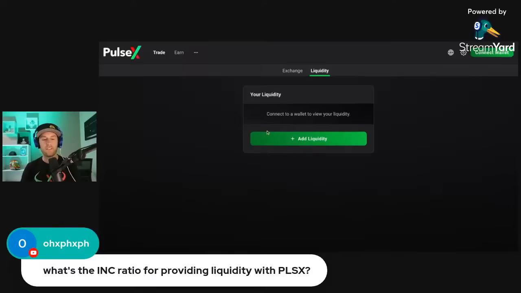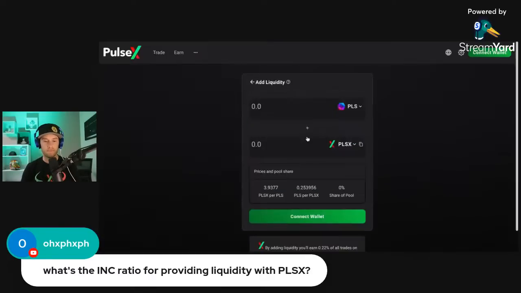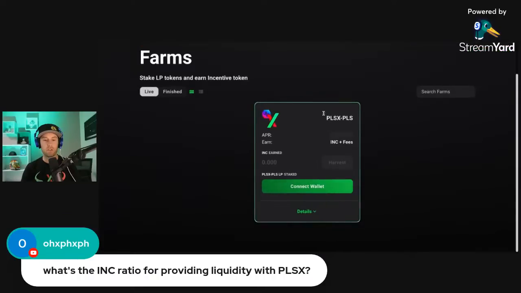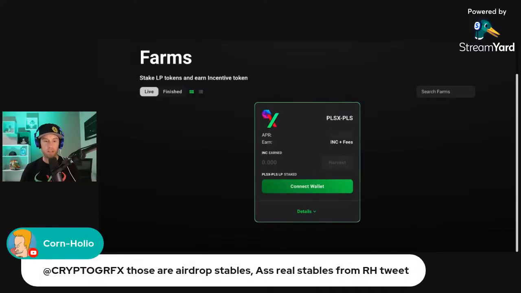So if you're going to add liquidity, you come in here, add your 2 tokens, and after you get your PLP tokens, you come into the farms and place them into this pool to earn incentive tokens. Oh my God, where am I here? Let's see here. Okay. Yeah, we got the right stables here.